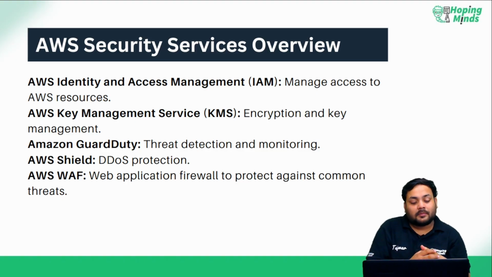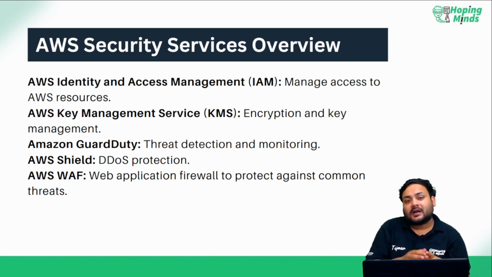Then we have Amazon GuardDuty, and this is for threat detection and monitoring. Whenever there is any kind of security threat, we can monitor that and remove that particular threat. Then we have AWS Shield. It is for DDoS protection.